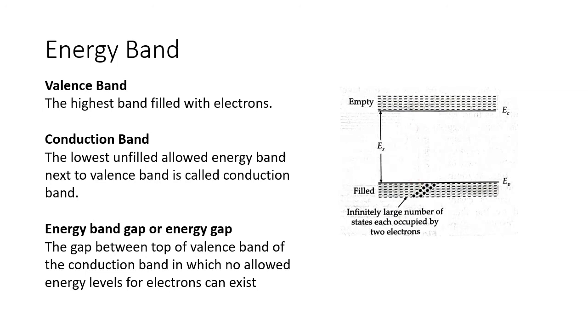What is the value of this energy band gap? The energy of this energy band gap equals the conduction band EC minus the valence band EV. This is the energy band gap, the empty space between the valence band and the conduction band.